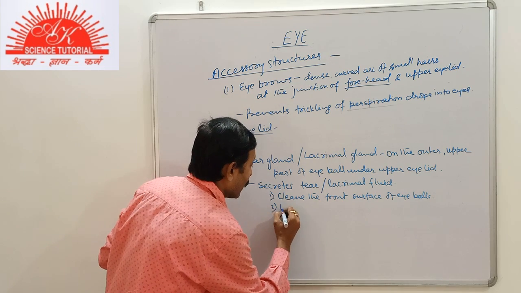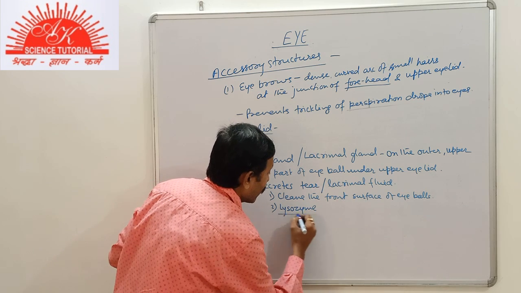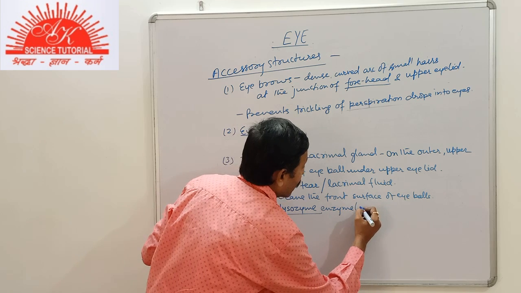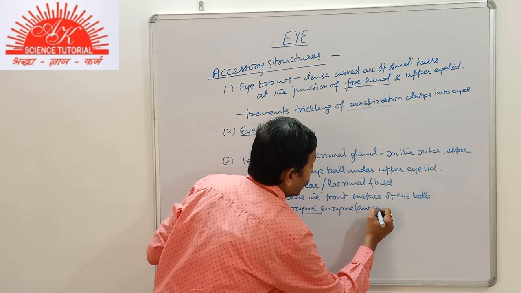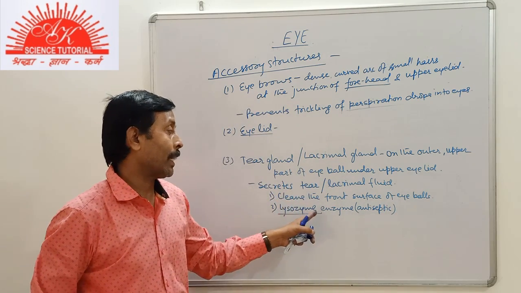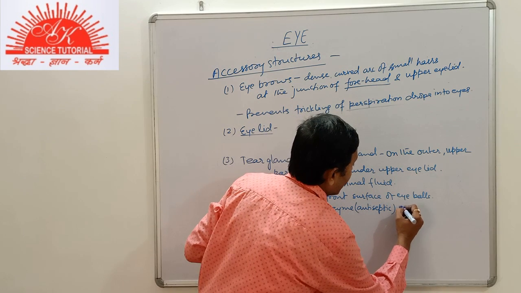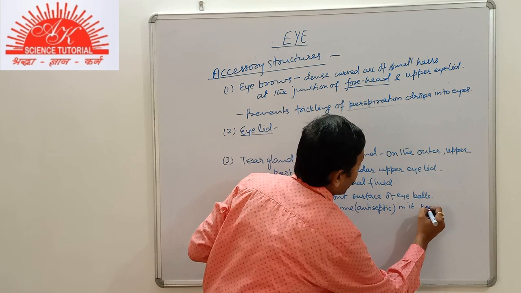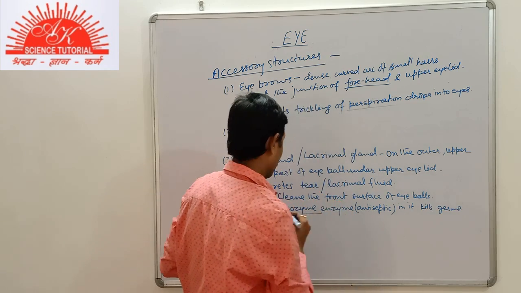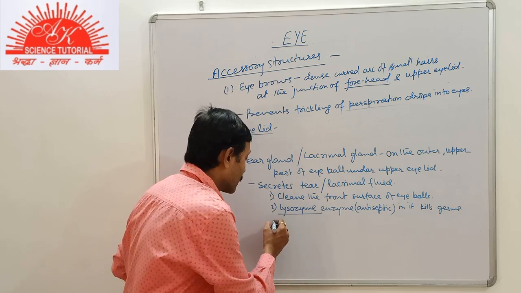Next, lysozyme enzyme, which is antiseptic in nature. Lysozyme enzyme is present in the tear. Lysozyme enzyme kills germs. So these are the 2 main functions.